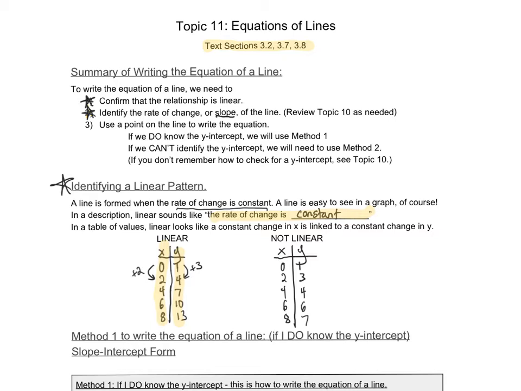And now I want to talk about how there are two methods where we can use a point on the line to write the equation. The first method applies if we do know the y-intercept. So let's suppose that somehow, and if you need to go back and review the intercepts video, you can do that. Suppose we do know the y-intercept. If I do know the y-intercept, then I'm going to use method 1. That only applies if I do know the y-intercept. So let's talk about how to use that method, and then we'll come back to this and we'll talk about how we can use a different method when we don't know the y-intercept.